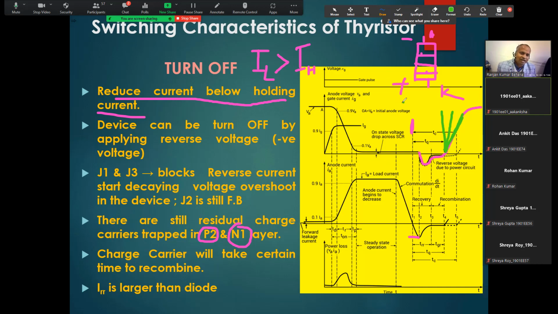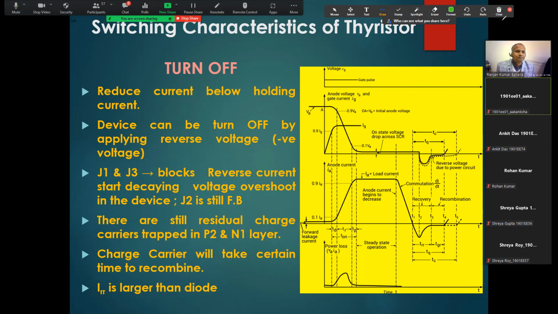That is why you need dV by dt protection during the turning off. In the turning off, you require dV by dt protection. When turning on, you require di by dt protection. That is why thyristors are very popular devices for very high power applications.